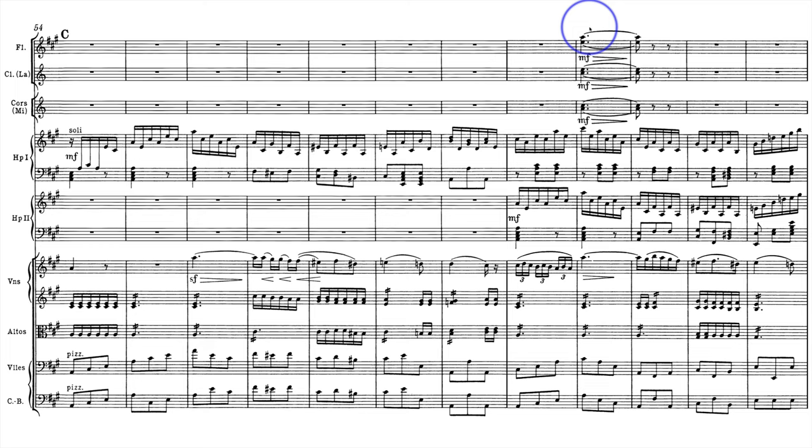Once again, Berlioz anticipating things that would be said by Rimsky-Korsakov about 80 years later, or 77 years later.